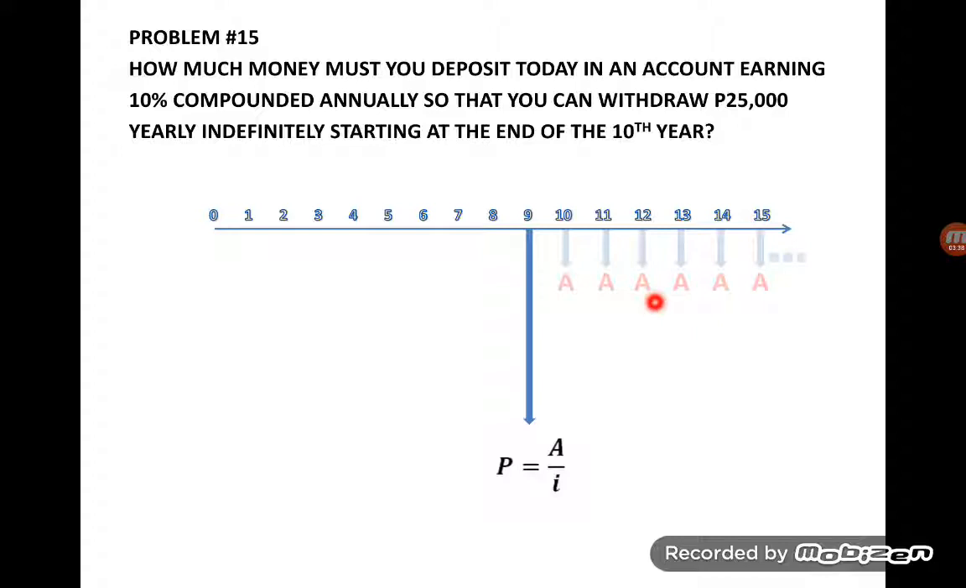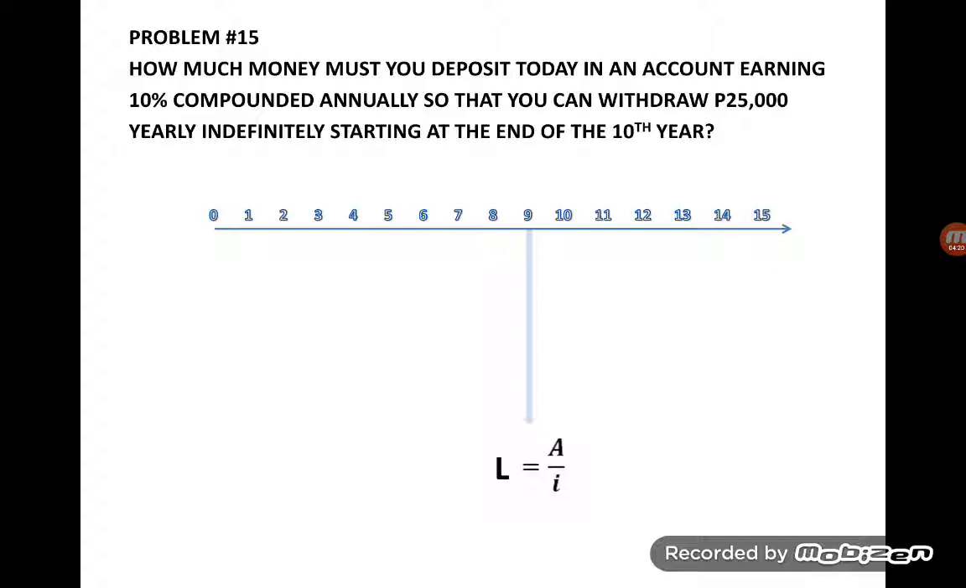The present worth of all of this annuity is equal to A over I, which is the value equivalent on year 9. Observe that this is not actually the present worth of all of the annuity, because according to our formula, the present worth should be on year 0. But this worth is simply the equivalent worth of all of your perpetuity at the end of year 9. So instead of writing P here, we simply write that as L to mean that this is the equivalent lump sum amount of our perpetuity.